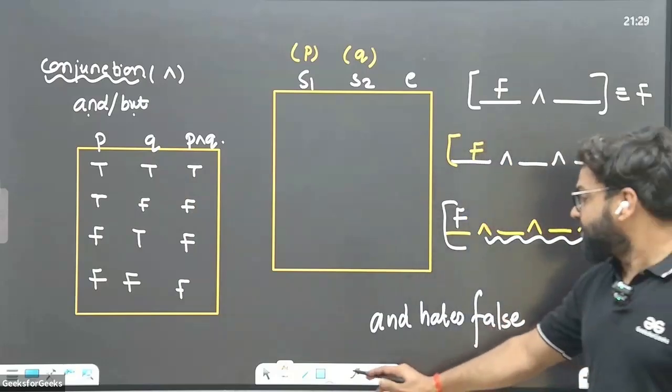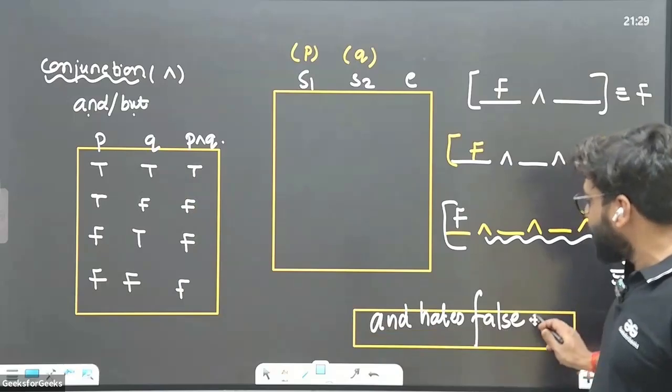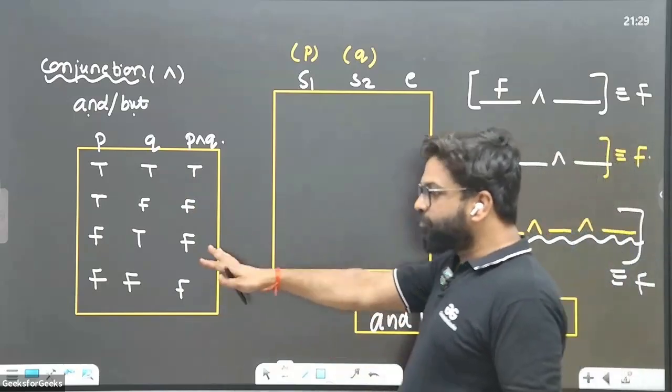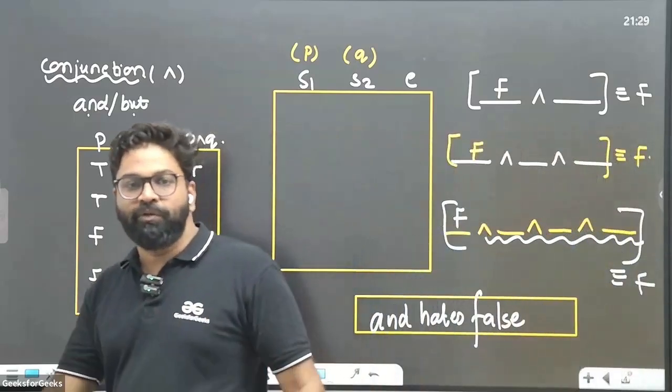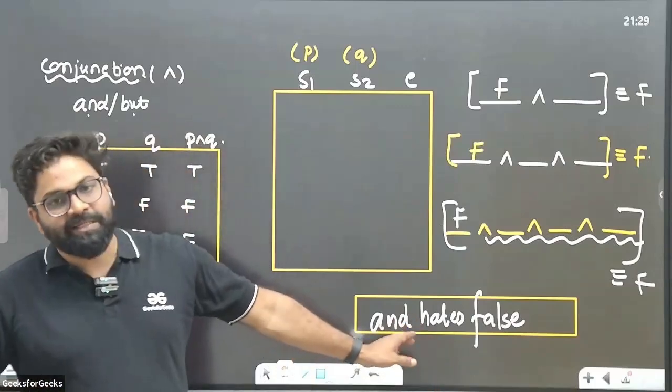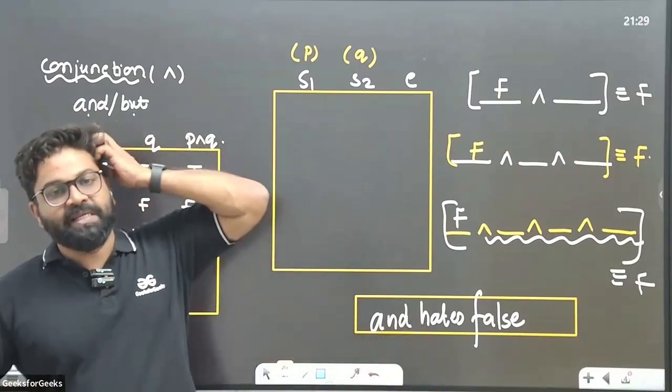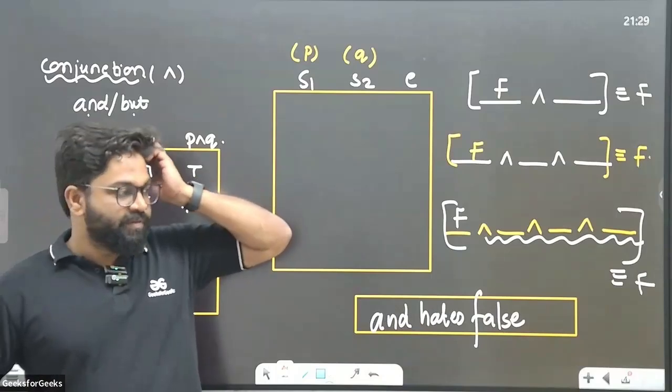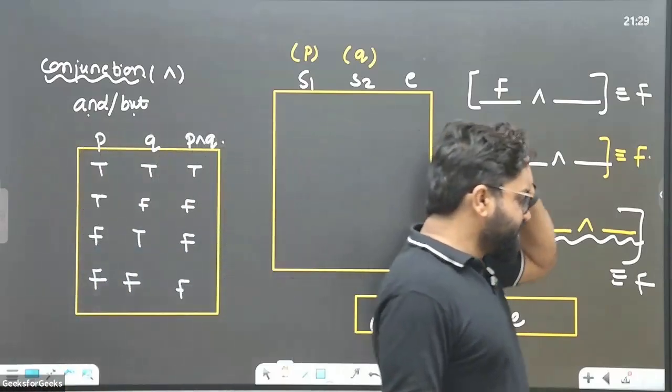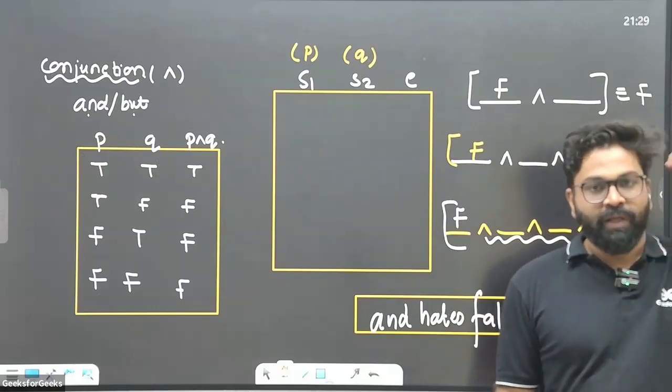Second insight: and hates false. So this is the most important thing. I'm not trying to tell you that you have to remember this table, but I'm trying to tell you that you have to remember this statement, and that statement says very easily that and hates false. It's a very simple and very easy concept that you can try to understand.